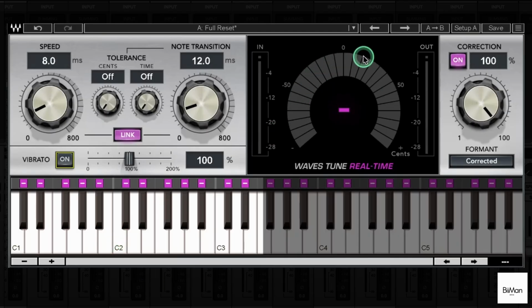So let's just play the vocal, you observe the movement and you get more insight into what the plugin is doing.